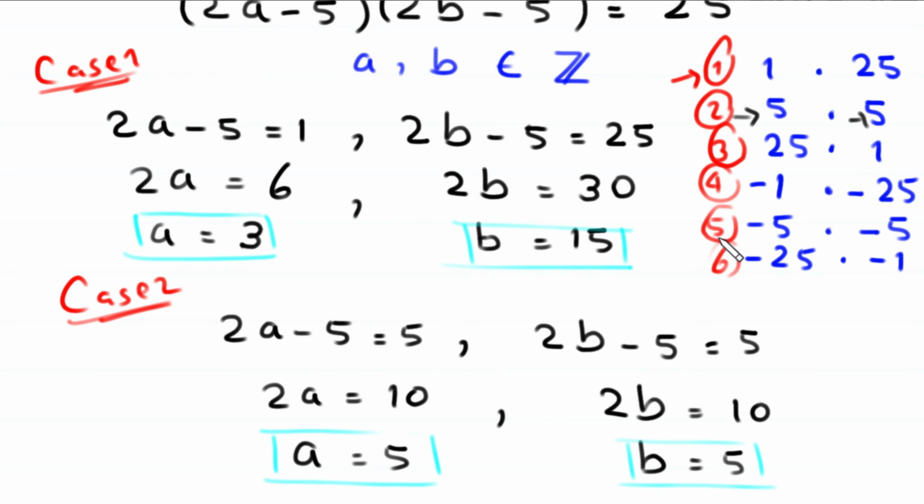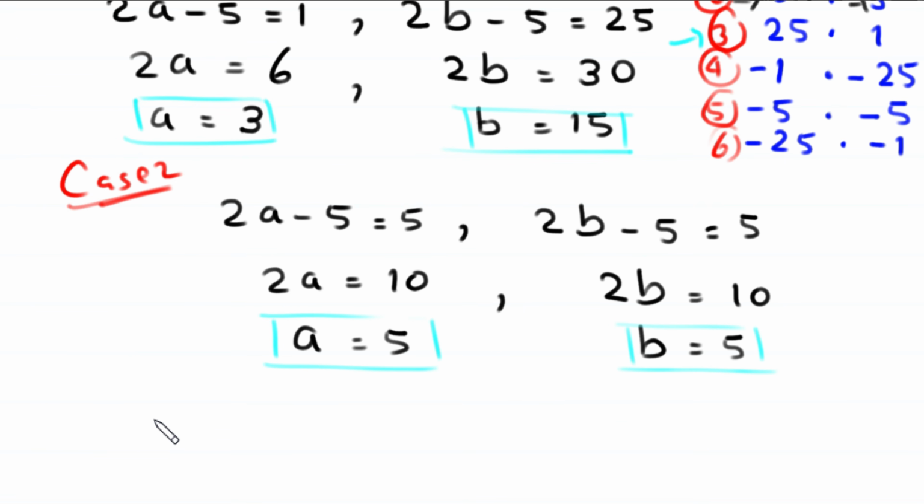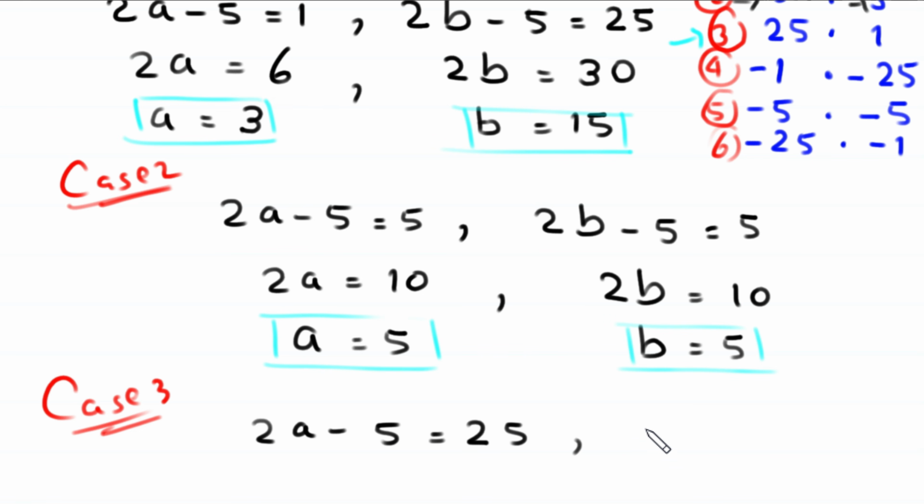Now we solve this third case, 25 times 1. In case number 3, we write first factor 2 times a minus 5 equal to 25, and second factor 2 times b minus 5 equal to 1.